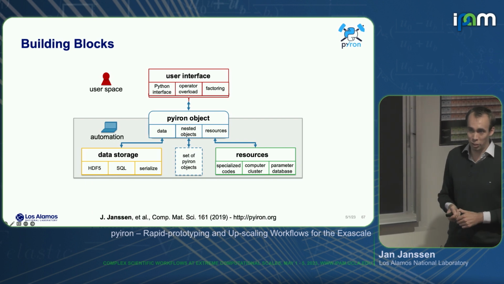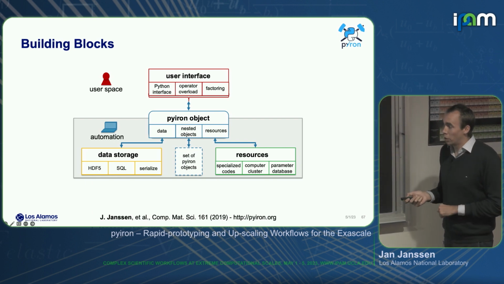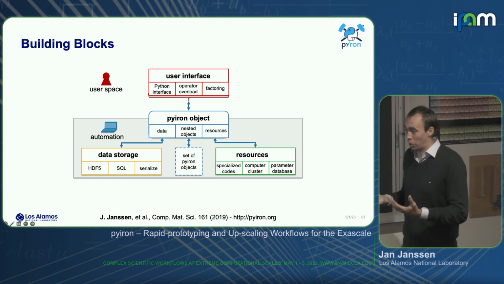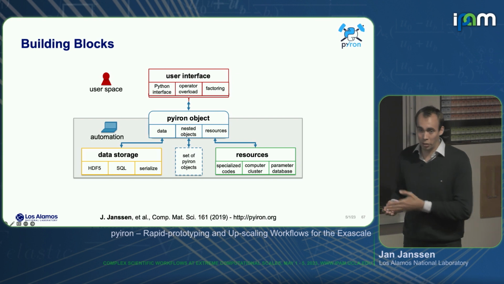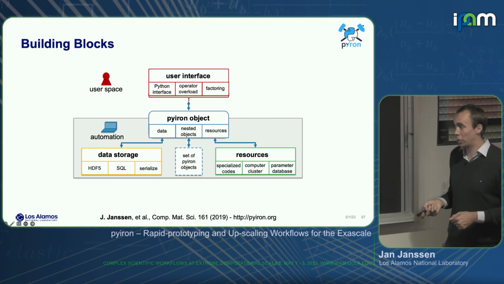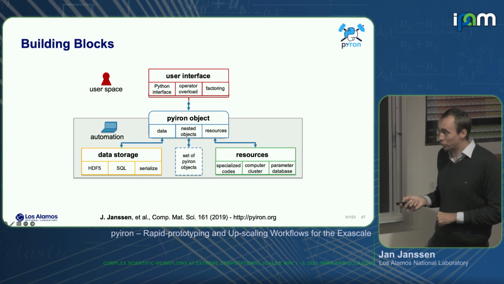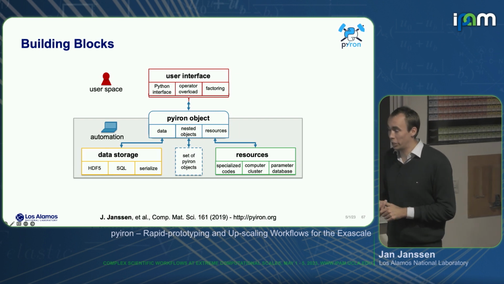So those can be our specialized simulation codes, LAMMPS, VASP. It's connected to the computing cluster so that we can submit it to the cluster, and to parameter databases. For example, the interatomic potentials from the NIST database, or also experimental parameters that we might use as a reference here. It's also connected to a data storage.